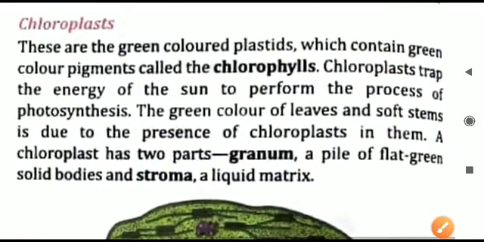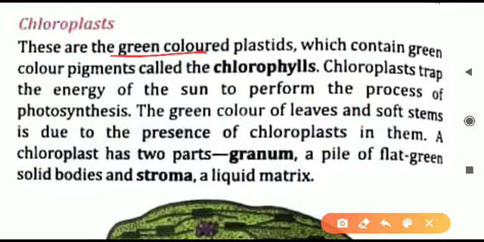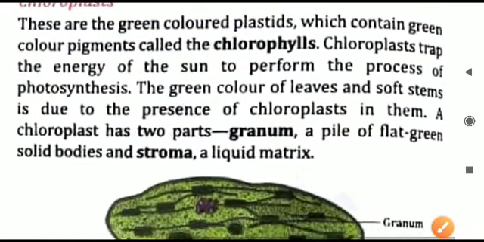Next is the chloroplast. These are the green colored plastids, obviously because they have chlorophyll. Chloroplasts have this pigment. This is the name of the pigment, called chlorophyll. So now what are these chloroplasts doing?